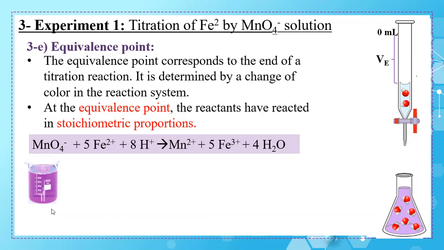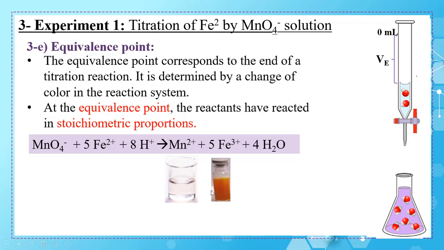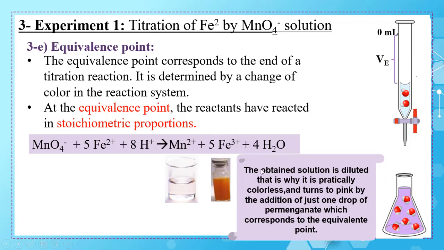Now, concerning the colors at equivalence point, MnO4- has a purple color. It changes into Mn2+, which is colorless. Fe2+ having light green color changes into Fe3+, which has a rusty color. So the final solution is a mixture of Mn2+ and Fe3+. However, because the solution obtained is diluted, the color is practically colorless and it turns to pink by the addition of just one drop of MnO4-, which corresponds to the equivalence point.